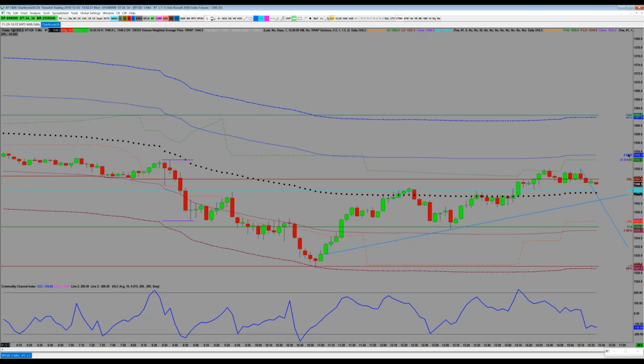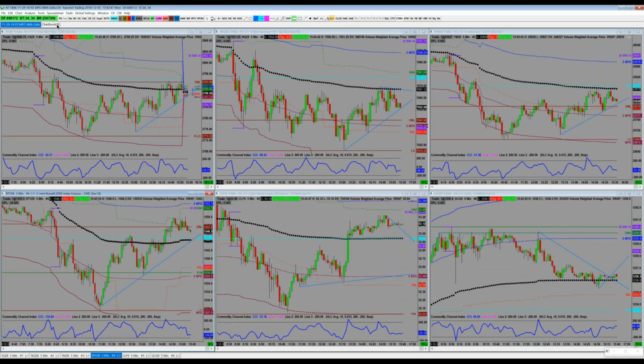All right. So I'm going to lay out a little bit of a strategy to think about. I actually have not looked at this on other markets other than the Russell over the last week. I looked at it briefly on some of these other products today.